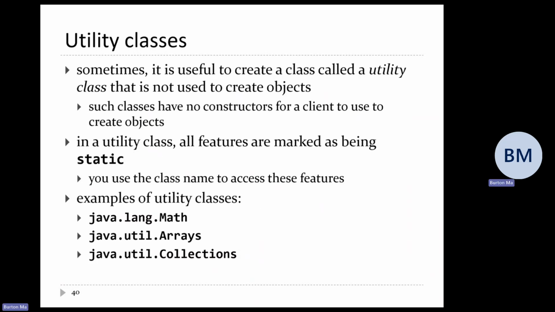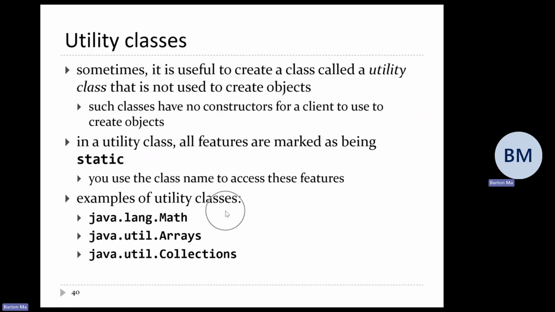However, sometimes, more rarely, it is useful to create a class called the utility class that is not used to make objects. So in these classes you're not making any objects, so there are no constructors in the class, or at least there's no constructors that someone can use. And in these classes, everything is static. There are some examples of static classes in the standard library, but there's not many. There's only a relatively small handful.